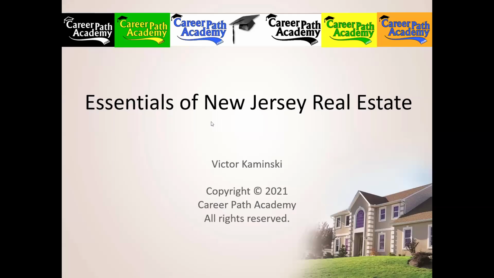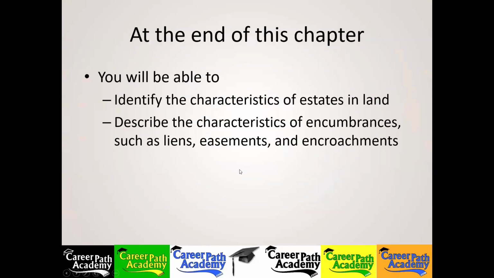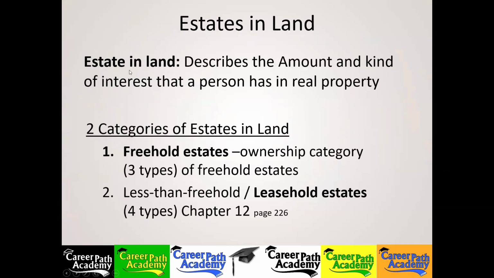So, chapter 6, estates and interests. In this chapter, we're going to talk about the characteristics of estates and land. We're going to describe the characteristics of encumbrances, like liens, easements, and encroachments. First of all, what is an estate in land?